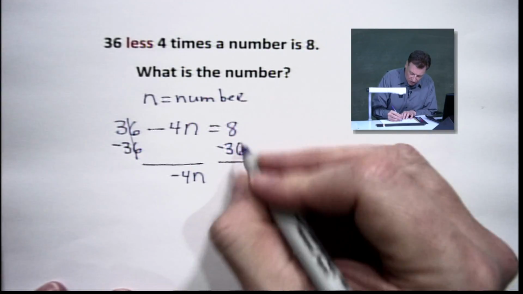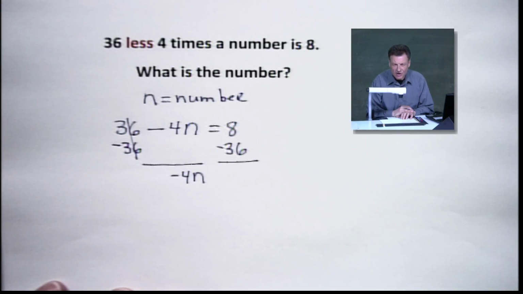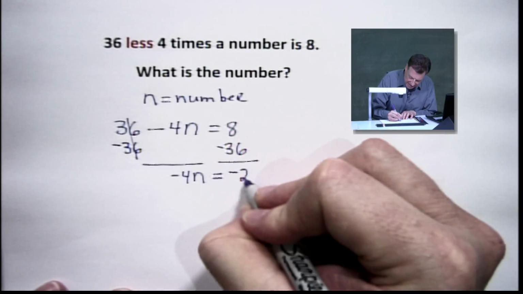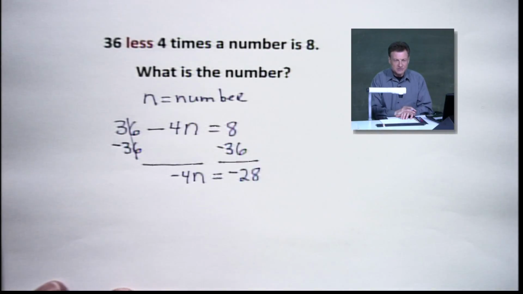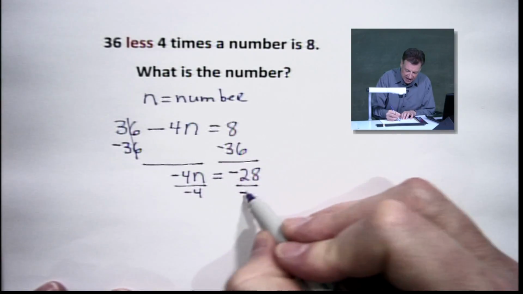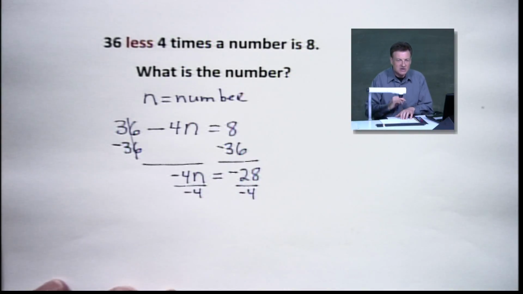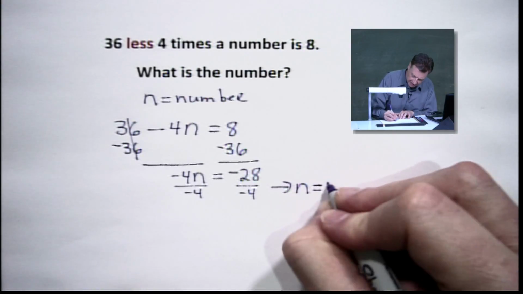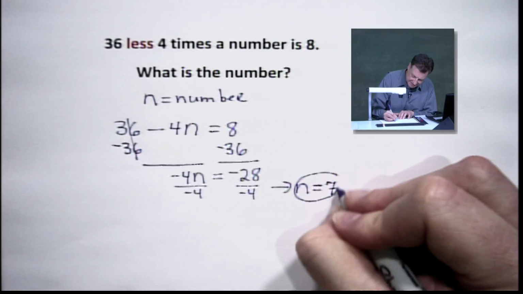On the other side, we're going to subtract. It looks like 36 minus 8. And you know what I think I get? I get 28. Check me on that. And it's going to be a negative 28 because the absolute value of that negative 36 is a good bit larger than the 8. All right. Let's go for it. Let's divide negative 4 into the negative 28 and see what happens. I believe we're going to get n equals 7.